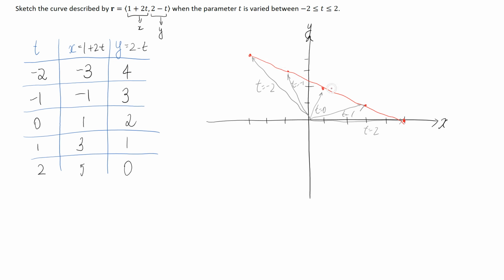So that there is the curve r is equal to (1 + 2t, 2 - t) within this domain that we've specified. So that's our vector equation or vector sketch of r. So that's pretty much all there is in terms of this video.